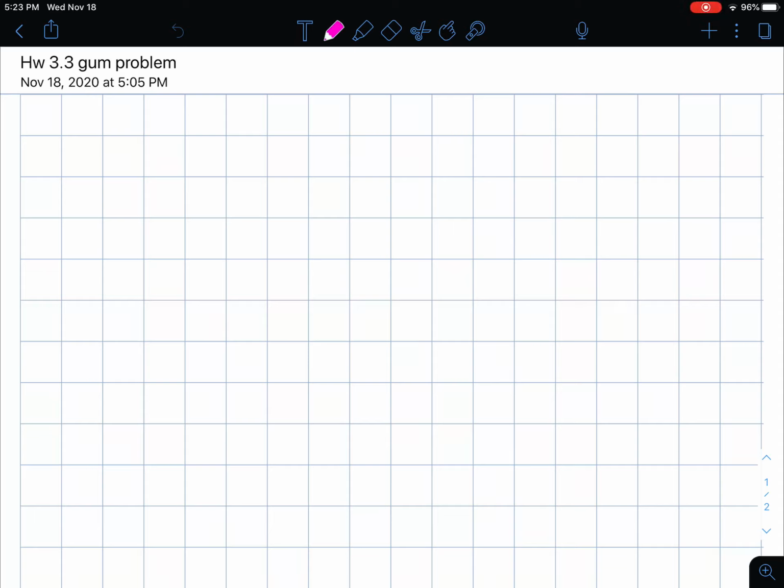Okay, students, this is the gum problem from 3.3, and I'm just going to go over this. If you look on 3.3, it's problem number 8, and it's talking about somebody riding their bike over a piece of gum. So I'm just going to draw in here the wheel of the bike, and this is the center. It says that the diameter is 68 centimeters. So I'm just going to draw this, and this is our radius, which will be 34 centimeters.